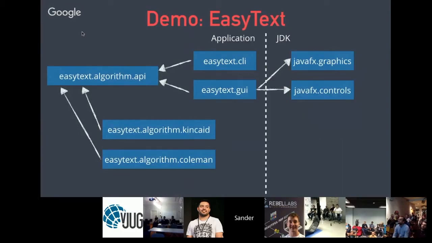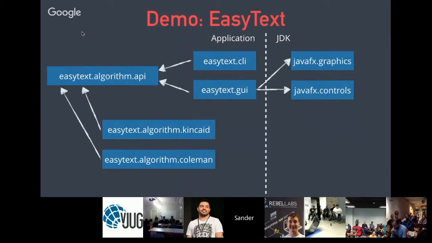So if we have a look at that from a high level, we can see the following pattern emerging. We have a new module, EasyText Algorithm API, which contains the analyzer interface that I talked about. And the two front-end modules, EasyText CLI and EasyText GUI, both require this because they need to know about the type in order to call methods on it, but they know only about the interface in the API module. They don't know anything about the EasyText algorithm implementation modules that are on the bottom. So there's a Kincaid and a Coleman implementation. Both are different text complexity metrics that we've implemented.